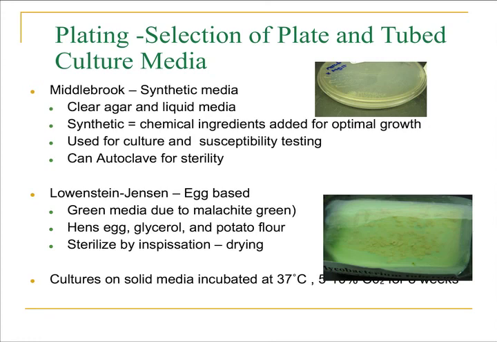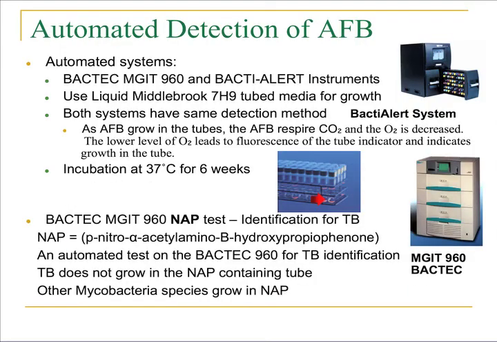So the way this media is sterilized is by inspissation, which is a drying process. Because it is dried in this fashion and cannot be strictly sterilized, you do not usually add a lot of ingredients or any antibiotics to the Lowenstein-Jensen series. When you culture your specimens onto the solid media, you incubate at 37 degrees centigrade at 5 to 10% CO2 for up to 8 weeks. On the next slide, though, we will talk about automated detection of the AFB.